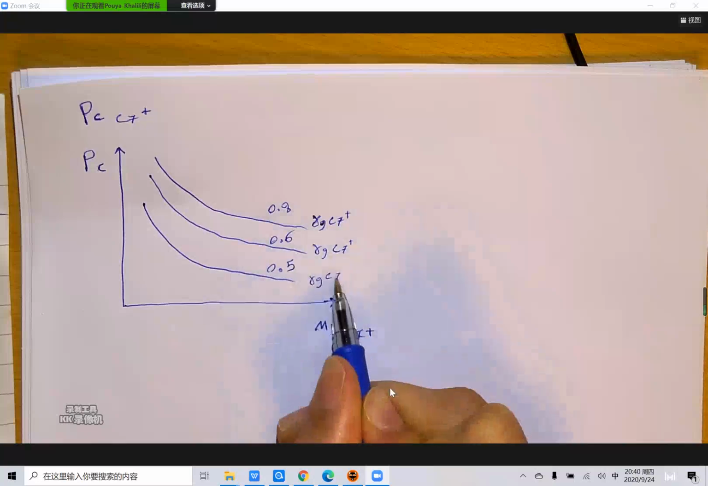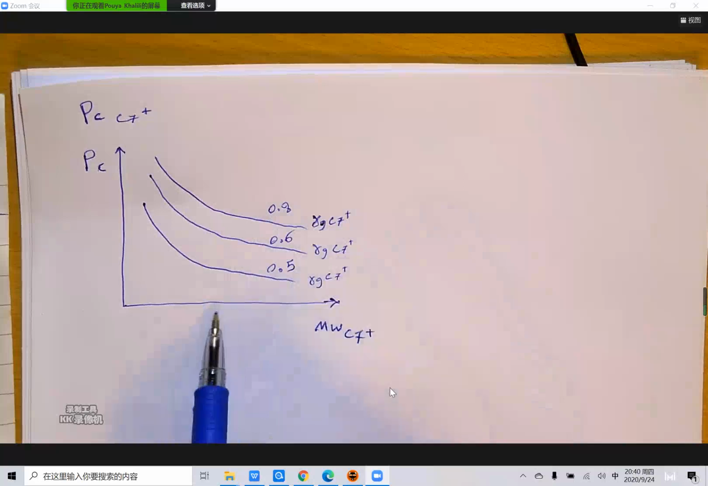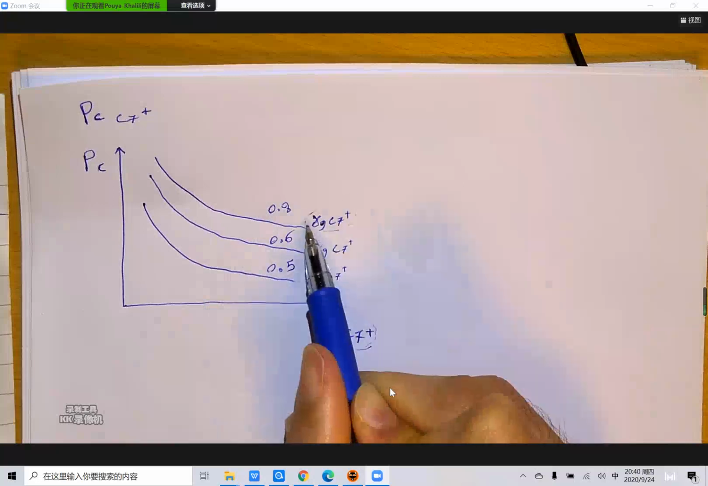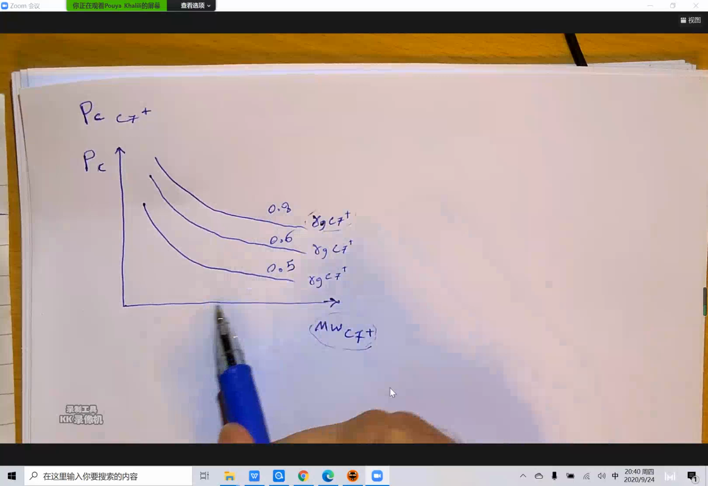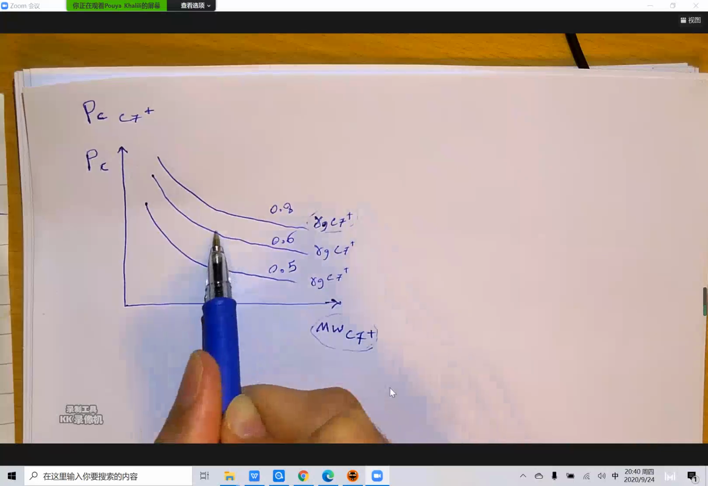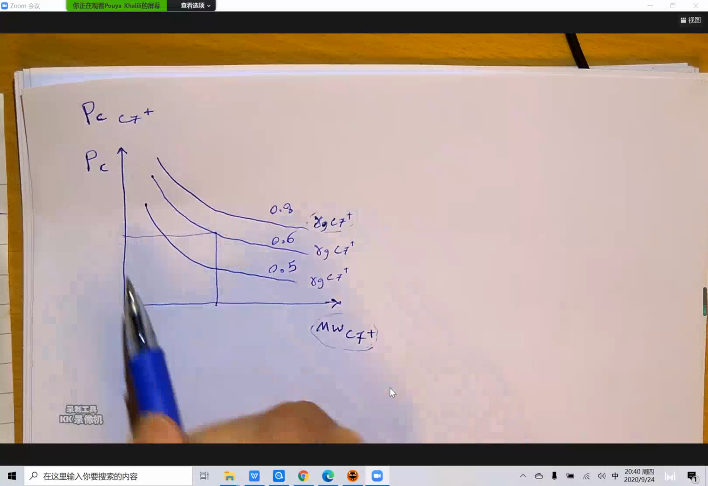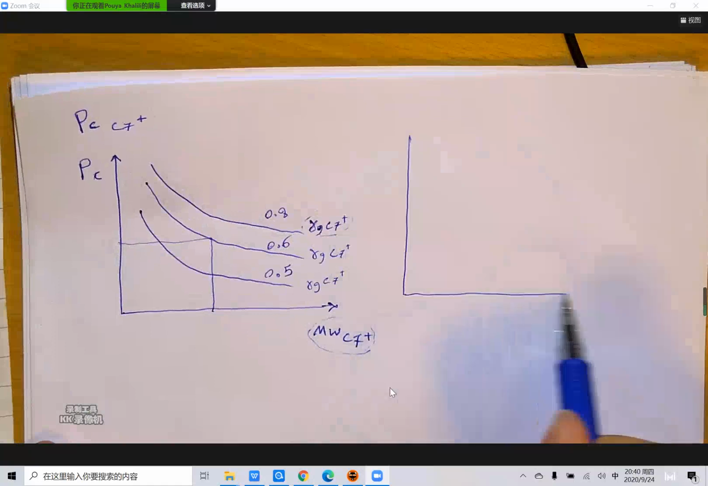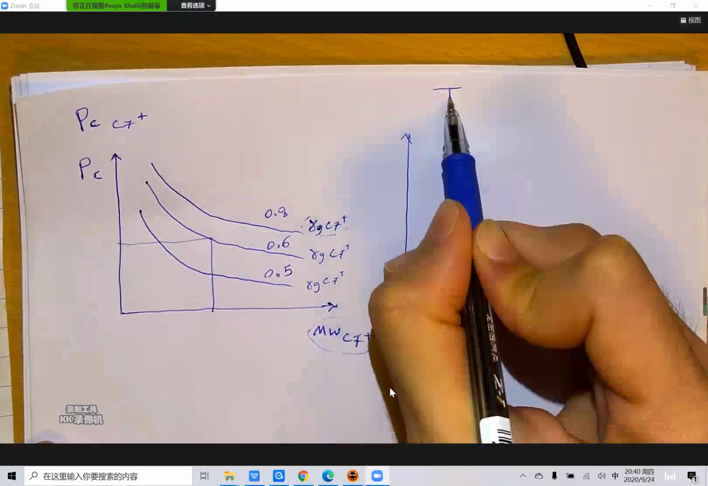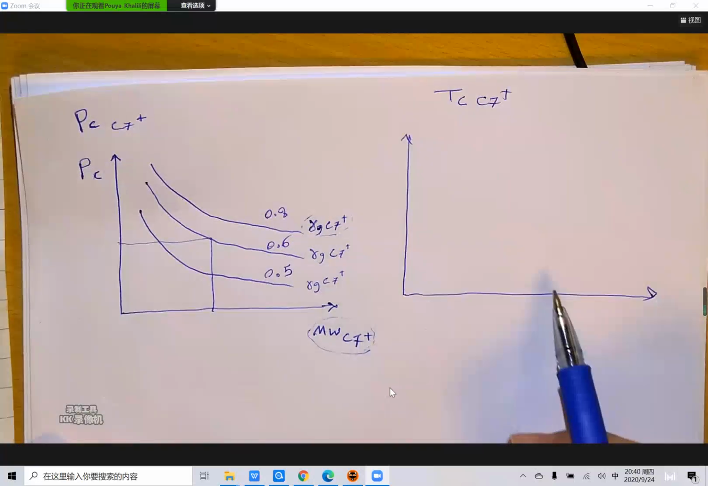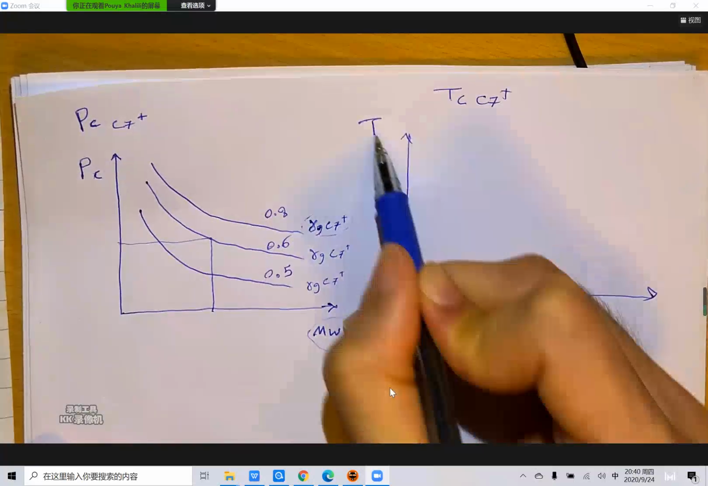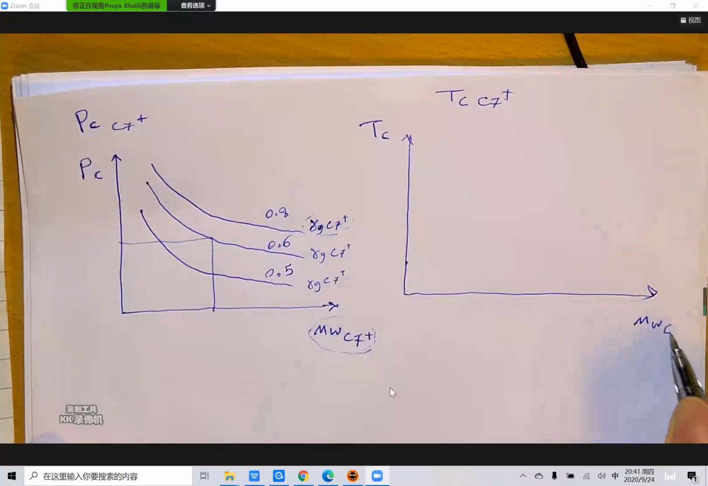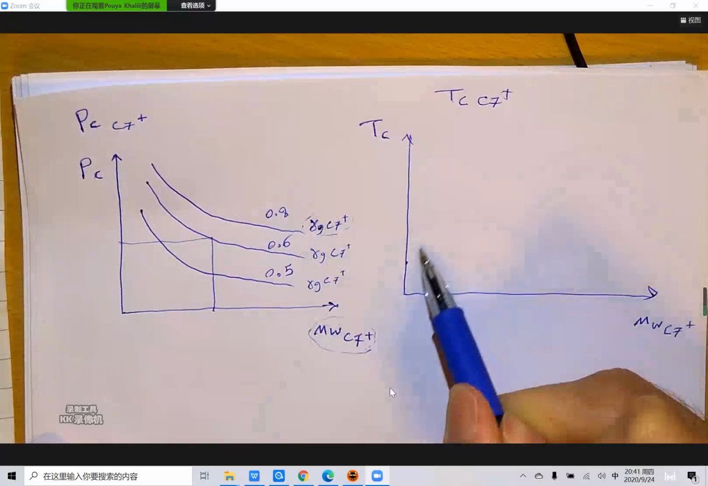So we have the molecular weight of C7 plus. Also, we have the specific gravity of C7 plus. So easily we can find the critical pressure of C7 plus. Also for critical temperature of C7 plus, something here is the critical temperature, and here is also the molecular weight of C7 plus.